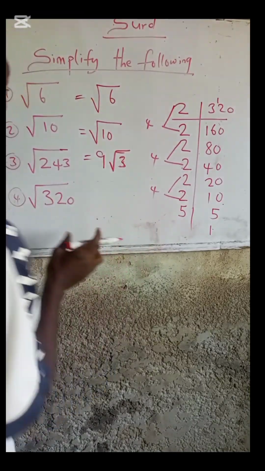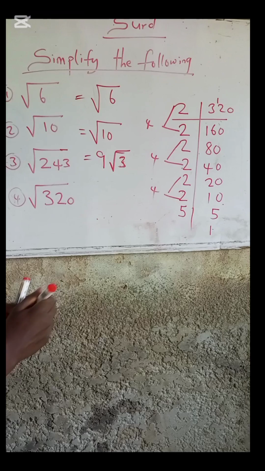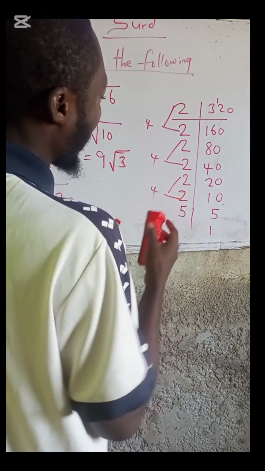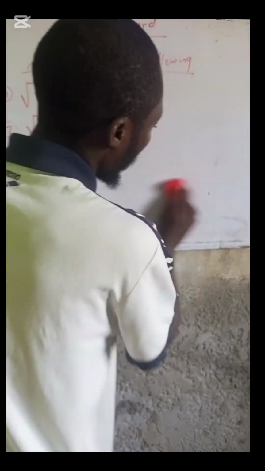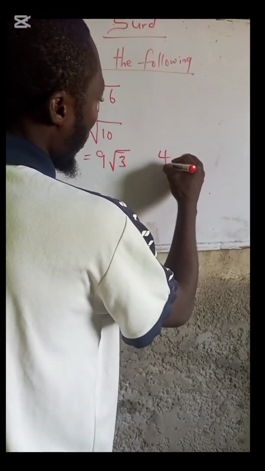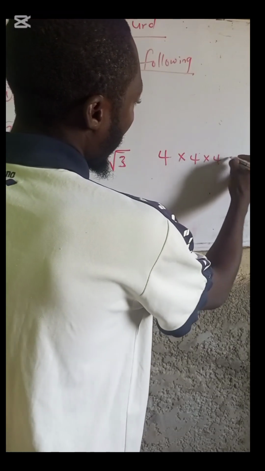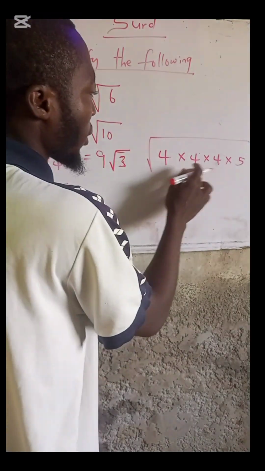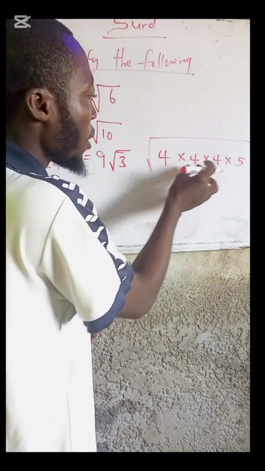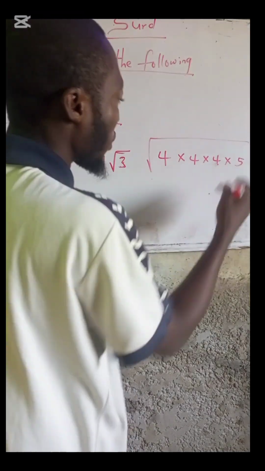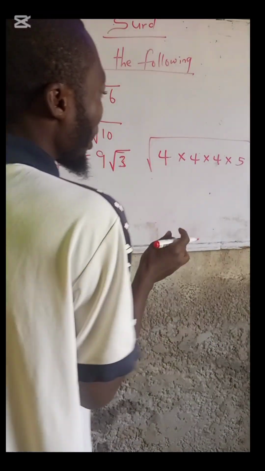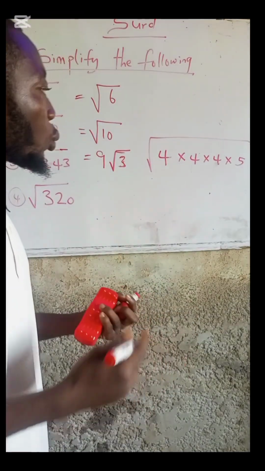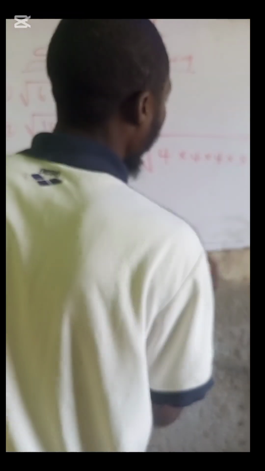Then this is 5. If I want to split 320 now, I can rewrite it as 4 times 4 times 4 times 5. The reason why I have this 4 times 4 times 4 is because I know that 4 is a perfect square, 4 is a perfect square, 4 is also a perfect square, but 5 is not a perfect square. In a real sense, I have simplified it in such a way that it makes it very easy for me to get the actual answer in short form.